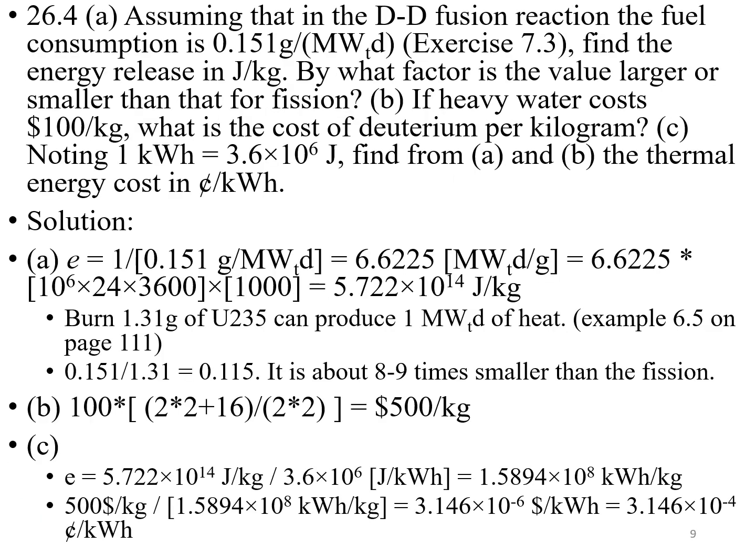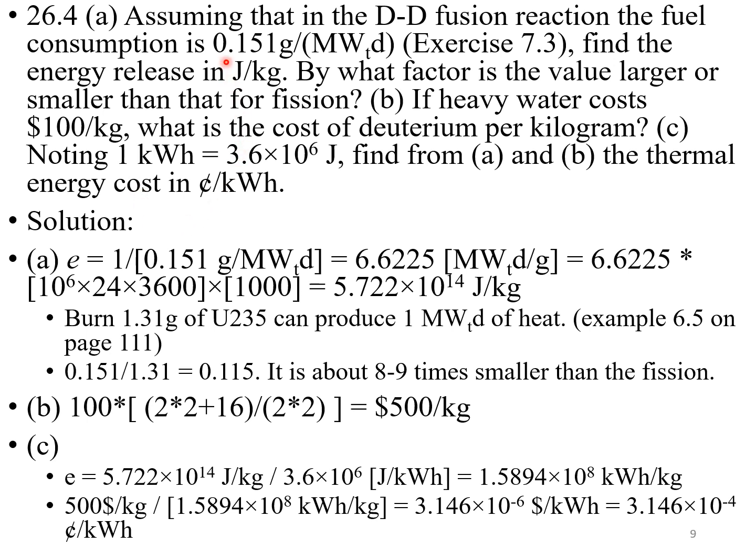Assuming that for the deuterium fusion reaction, the fuel consumption is 0.151 gram per megawatt day. A: Find the energy release in joule per kilogram. B: By what factor is the value larger or smaller than that of fission? If the heavy water cost is $100 per kilogram, what is the cost of deuterium per kilogram? C: Noting 1 kilowatt hour is equal to 3.6 times 10 to the 6 joule, find from A and B the thermal energy cost in cent per kilowatt hour.